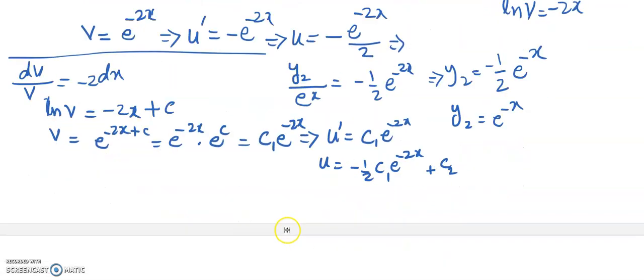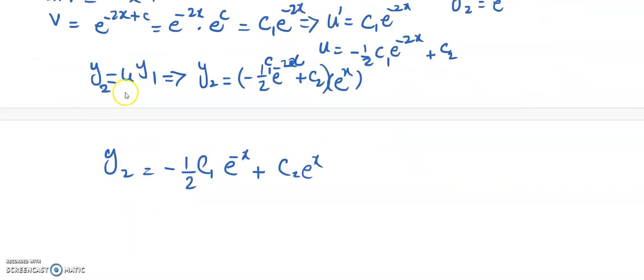So from here, we see that y2 is equal to u y1. By inputting the value of u and y1, we get y2 is equal to this. So this can be regarded as a general solution of the given ordinary differential equation. It has both the terms minus x and plus x.